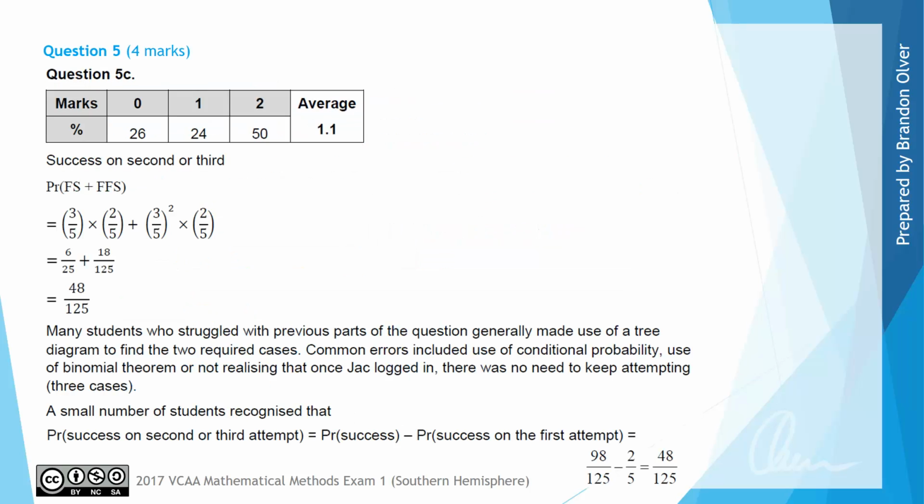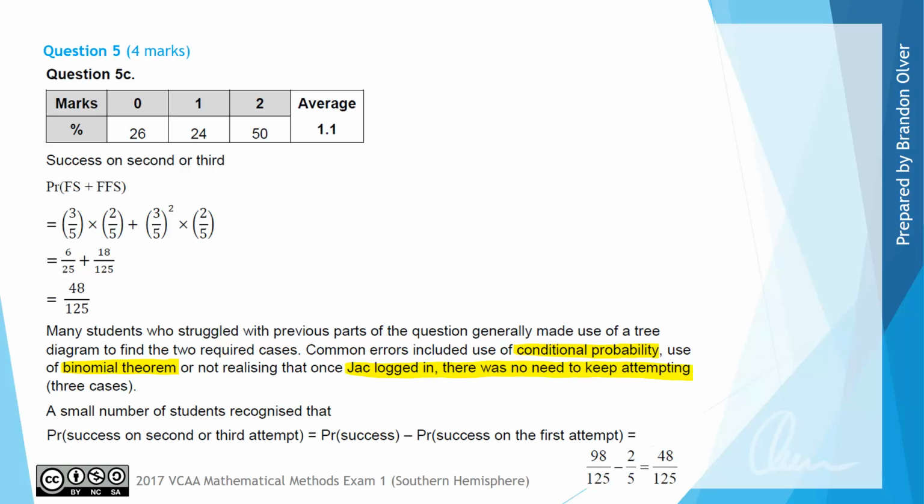From the examiner's report, we can see that 50% of students got this question fully correct, and the examiner goes on to say that many students who struggled with the previous parts of the question generally made good use of a tree diagram to find the 2 required cases. Some common errors included using conditional probability, or the use of the binomial theorem, or not realising that once Jack had logged in, there was no need to keep attempting a login.